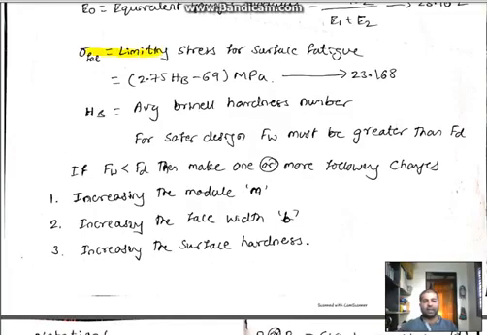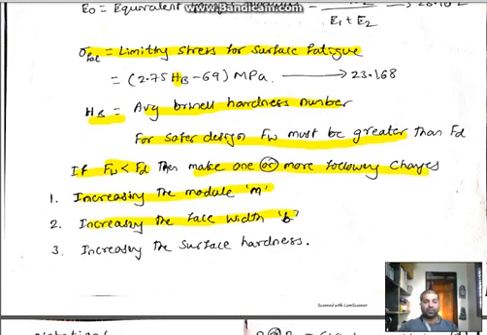Sigma eS is the limiting stress for surface fatigue, and HB is the average Brinell hardness number. For safer design, FW is greater than the FD. If FW is less than the FD, then make one or more of the following changes: increase the moduli, increase the face width, increase the surface hardness.